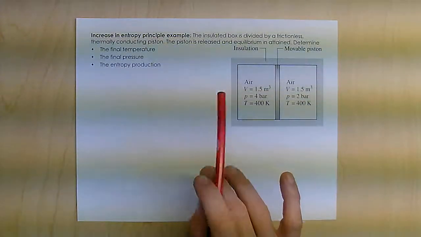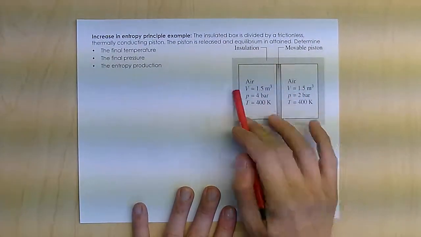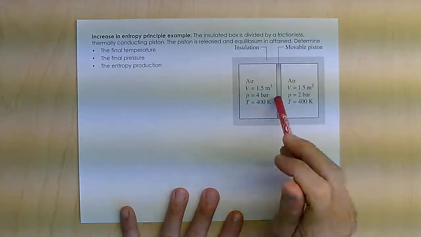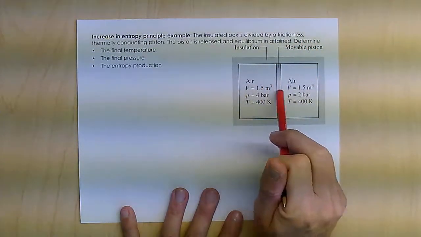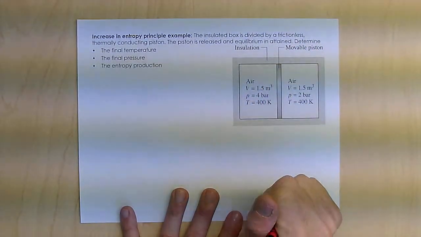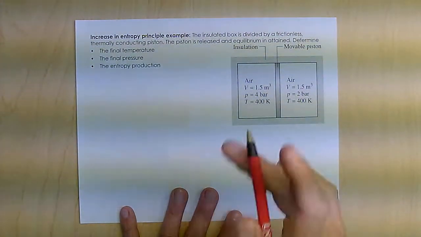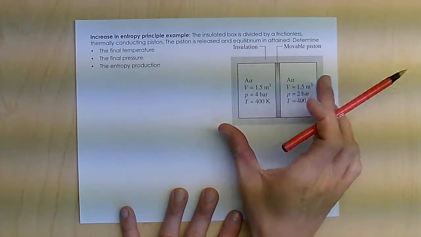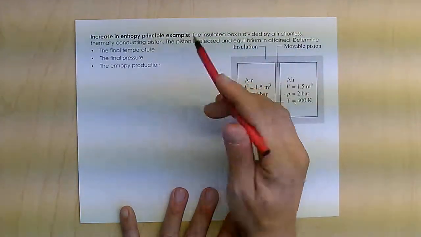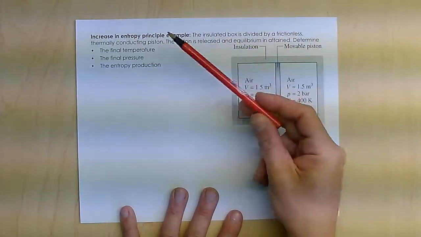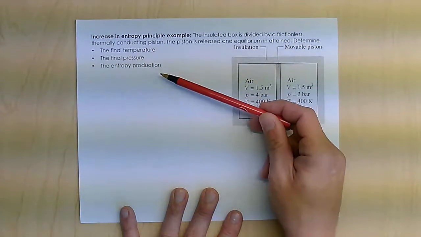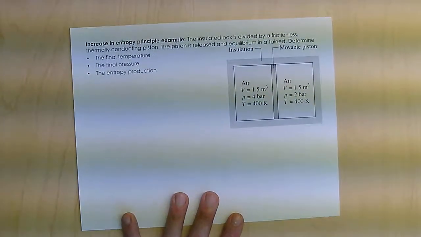Okay, so in this problem, I've got a box. It's got a frictionless movable piston in between two chambers of air. Each side has its own properties. I'm going to let go of this piston and it'll move around. Once it comes to equilibrium, I want to figure out the final temperature, the final pressure, and then the entropy production.